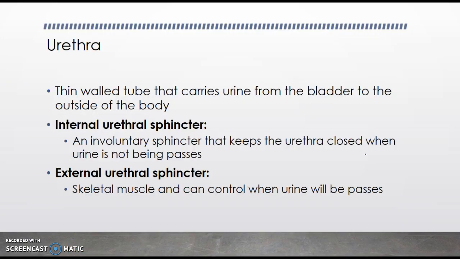So the urethra, once again, is really just for transportation. You have 2 muscles, an internal and external urethral sphincter. The internal one is involuntary and helps keep the urethra closed when urine is not being passed. Your external urethral sphincter is what you can control. So this is when you're like, oh my gosh, I really need to go to the bathroom. You go to the bathroom and then you finally let out your urine. You're controlling that external urethral sphincter. It's very similar to your anal sphincters. You have an internal and external anal sphincter as well. The internal one is involuntary and the external one is voluntary.